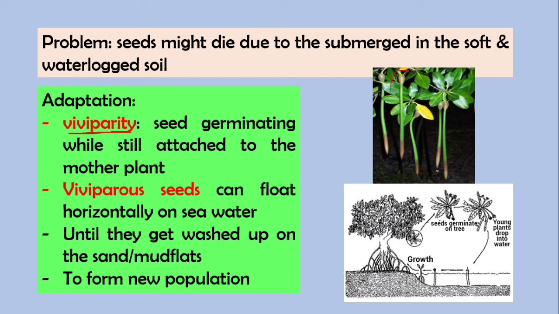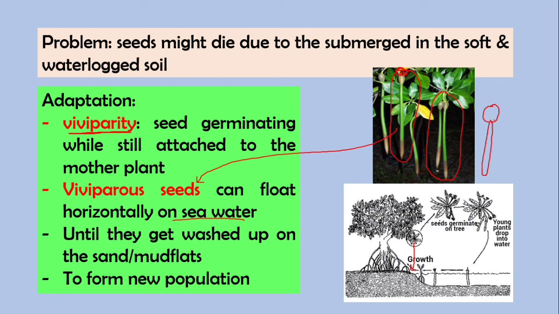Ini, you can see that the seed ini dah start germinate, but dia still attached to the mother plant dia. Seed ini dah start germinate pada waktu dia dekat mak dia lagi. And this seed, we call it as viviparous seed. Okay, got it? So this viviparous seed can float horizontally on seawater. Once these viviparous seeds fall down, dia jatuh. Okay, disebabkan dia germinate dah dekat mak dia, so dia ada this structure. Dia ada bentuk macam ni.